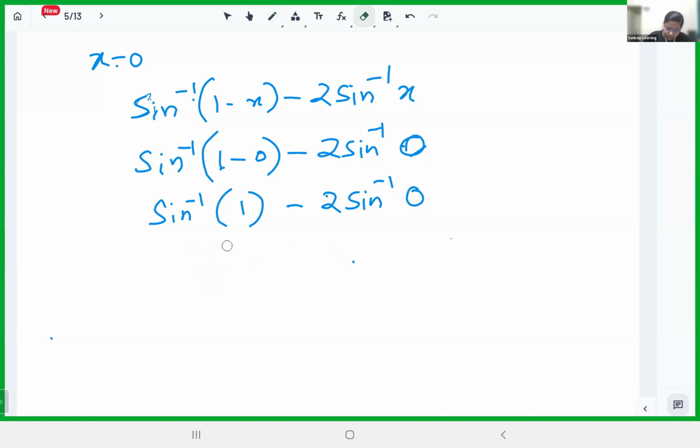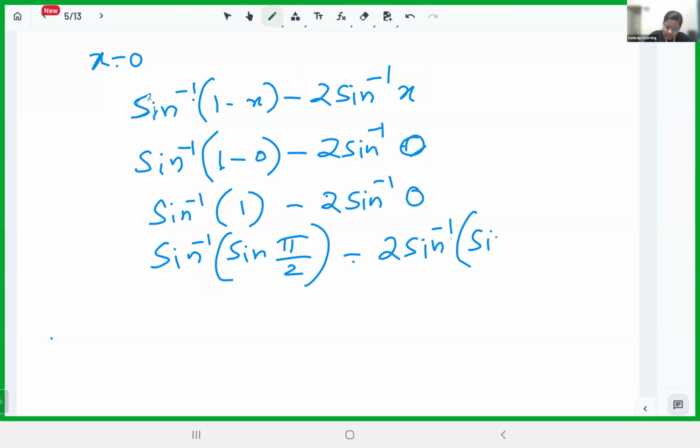That is, here sine inverse of 1 can be written as sine pi by 2, then minus 2 sine inverse of sine 0. Sine 0 is 0, right? So again, if you apply the property sine inverse of sine x is equal to x, we'll get this answer as pi by 2, and we know that pi by 2 belongs to the principal value branch, right? Minus, then here it will be 2 into sine inverse of sine x is equal to x, so it will be 0. So the answer is pi by 2.